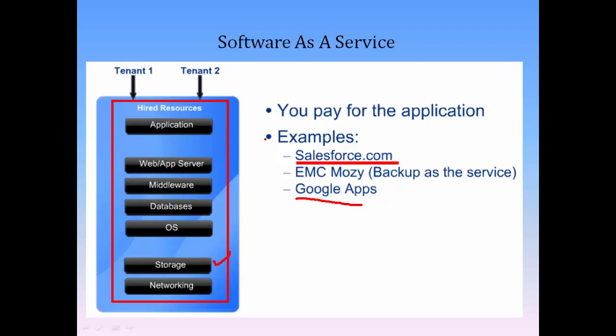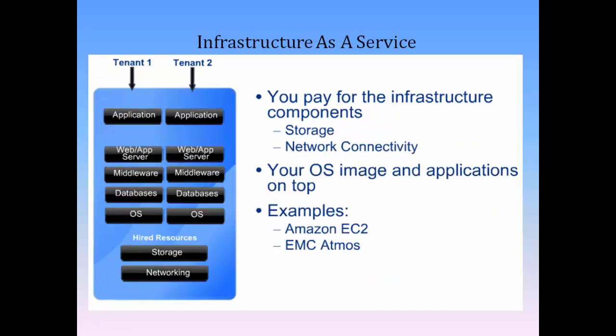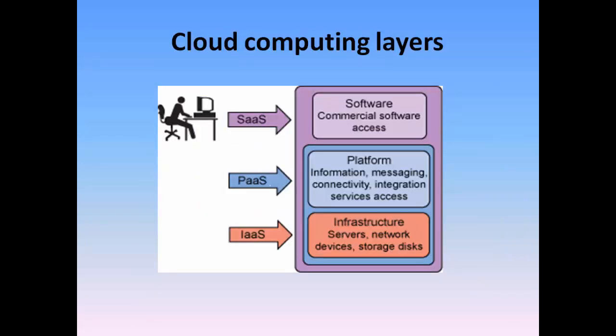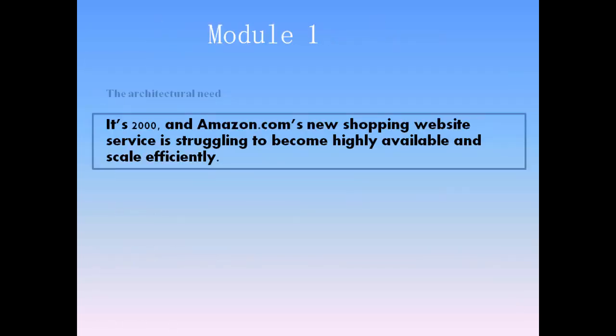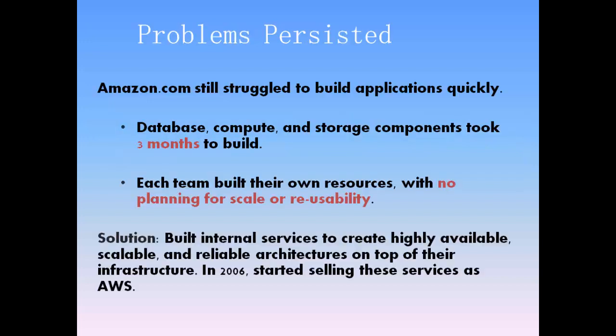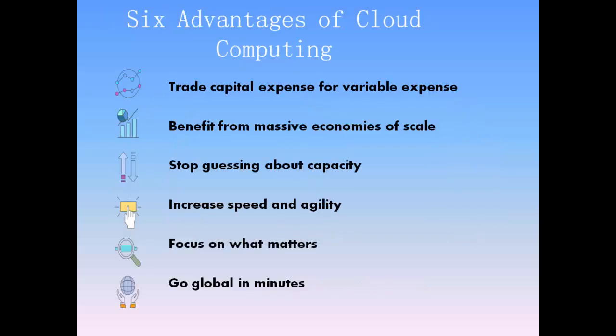So in this case, provider will be responsible for all layers. So this is software as a service, platform as a service, and infrastructure as a service. So this is the basics of cloud computing. So if we talk about Amazon, same thing, nothing special. This is the AWS part, but nothing different, because it is the same cloud computing.